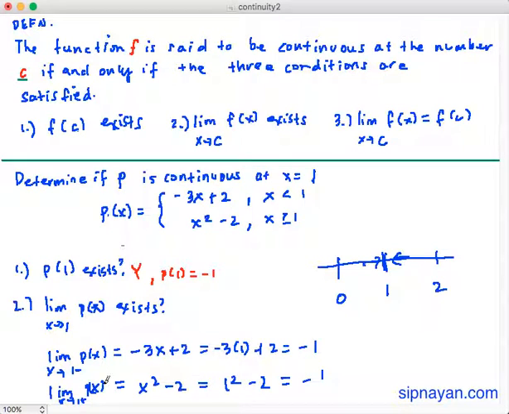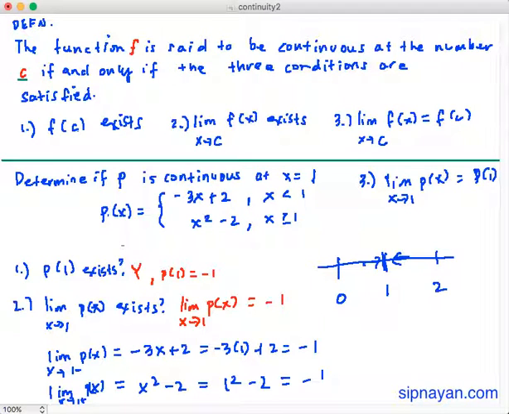So, ano napapansin nyo? Yung left-hand limit niya equals the right-hand limit. Meaning, the limit exists and the limit of p of x is actually this value, no? So, pag pareho yung right-hand limit niya tsaka left-hand limit, yun na yung limit ng function, di ba? So, the limit of p of x as x approaches 1 is actually equal to negative 1. Mukhang okay tayo sa conditions 1 and 2. Ano na ngayon yung ating condition 3? We have to test if the limit of p of x as x approaches 1 is equal to p of 1.